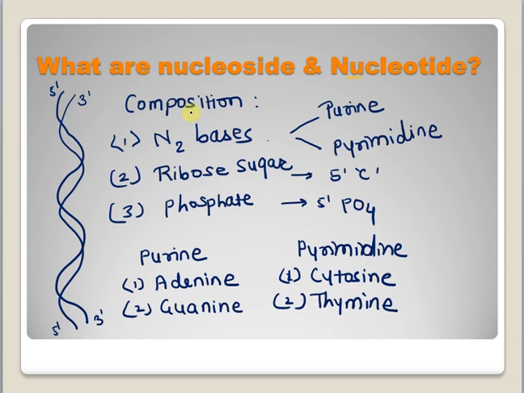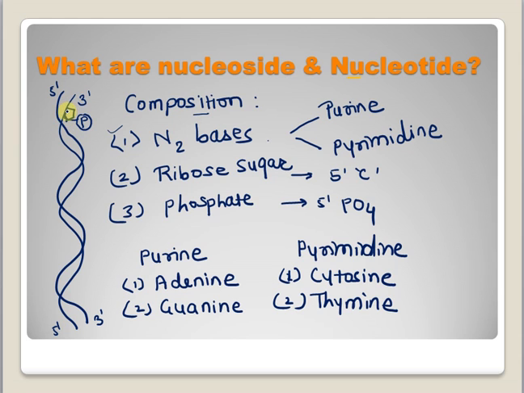You came to know the composition of the DNA: DNA is made up of nitrogenous bases, ribose sugar, and phosphate group. Now we will discuss what the nucleoside and nucleotide are. Suppose we are considering this is the DNA structure. Here is the backbone. I said that on the backbone the phosphate group is present.